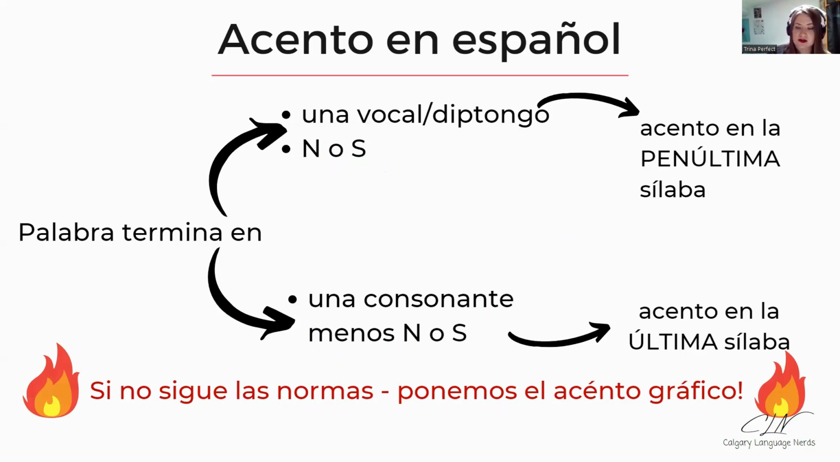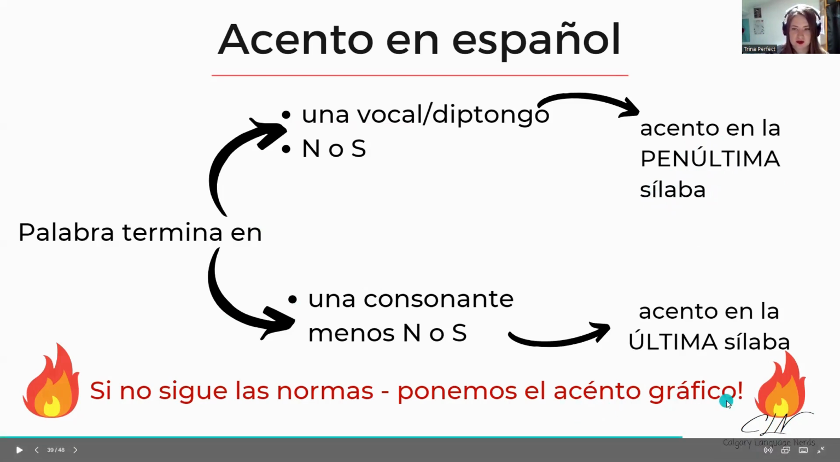Right, what happens if it doesn't follow this rule? Por ejemplo, penúltima. By the rule, it has to be one before last, but it doesn't happen. Therefore, we need to put a graphic accent over here. Sílaba, lo mismo. Coincidentally, both of them are the exceptions. The end was a vowel, but the accent doesn't really fall on this one, so we need to put a graphic accent here. Lo mismo, gráfico. It ends with a vowel, and we will need to put an accent.